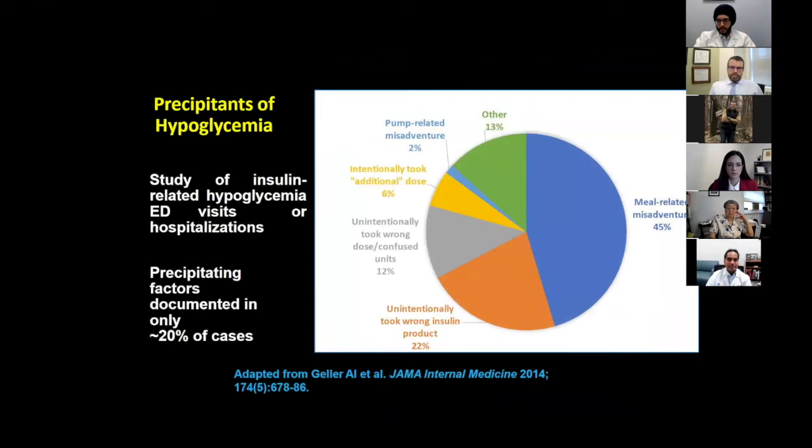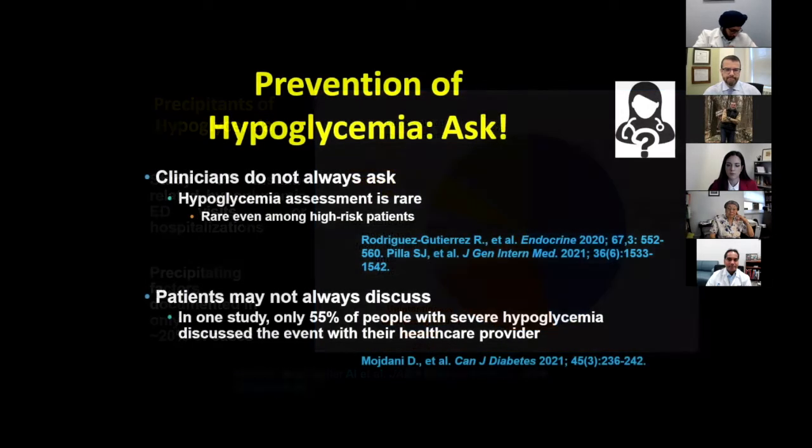What about precipitants of hypoglycemia? In terms of the individual, we know that the commonest reasons are meal mistimings with insulin, taking the wrong dose of insulin, unintentionally taking the wrong dose, or confusing the units. And that's about 3/4 of patients who come in with hypoglycemia. So a significant proportion, that is the trigger.